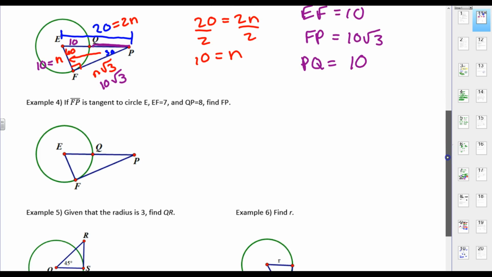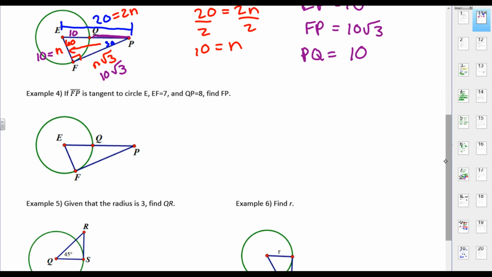All right, let's look at another example. Here I know that FP is tangent to the circle E, and that EF is 7, and QP is 8, and I want to find FP. Now, if EF is 7, EQ is also 7 because they're both radii, and radii are always equal, which means the length of this side here is really 15.